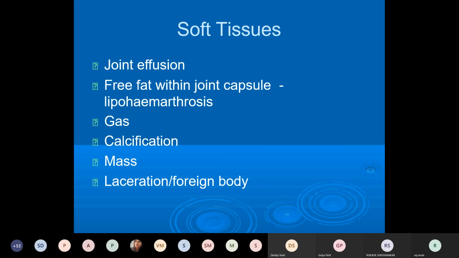Then the last point is the soft tissues. We have to see if there is any joint effusion or free fat within the joint capsule, which is seen in lipohemarthrosis. Also look for any gas, calcification, mass, laceration, or foreign body.